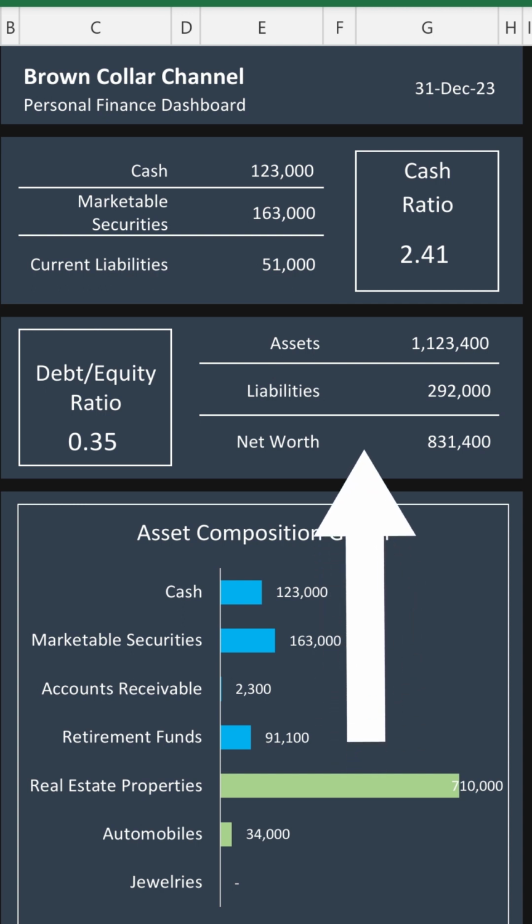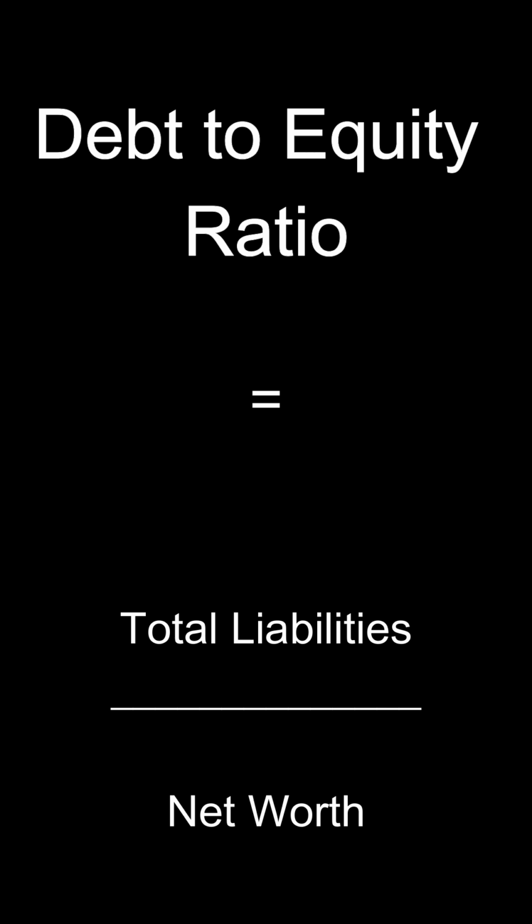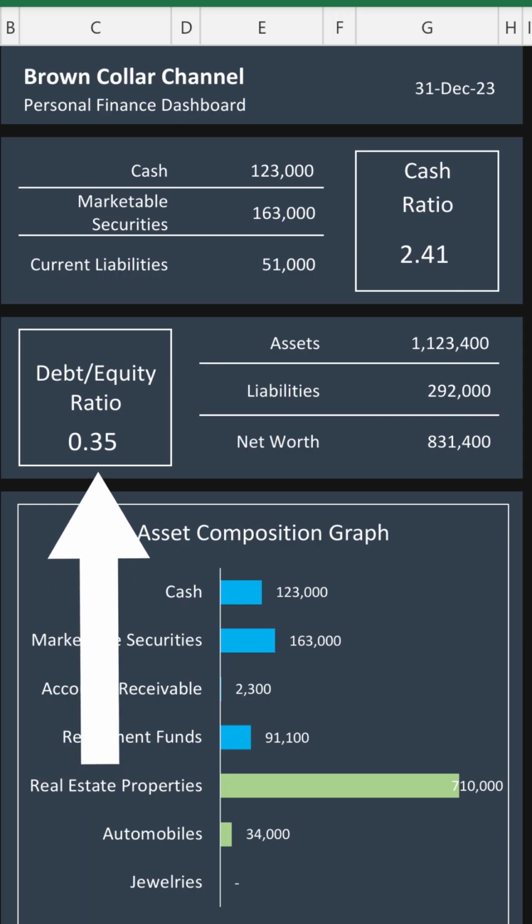On the next portion, we see the total assets, liabilities, and net worth, a summary of the balance sheet. The debt-equity ratio is the ratio of total liabilities to net worth. It shows how significant your total debts are in relation to your net worth. Here we get 0.35, which is 292,000 total liabilities divided by 831,400 net worth. The optimal debt-to-equity ratio depends on your financial goals.